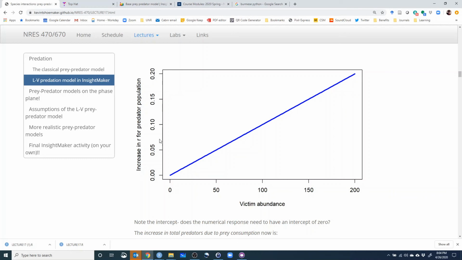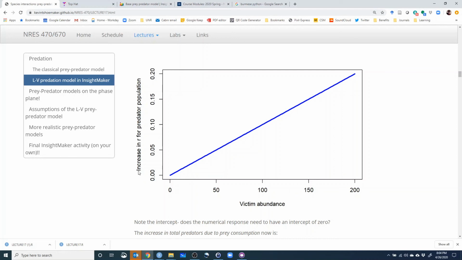And this is the numerical response. You see, the numerical response is just a way to represent the increase in the growth rate of the predator population per time step as a function of the victim abundance. The more victims, the more the increase in the growth rate of the predator population, right?